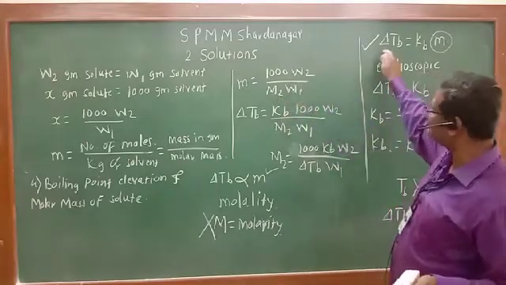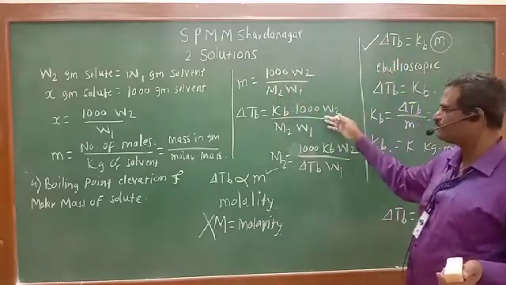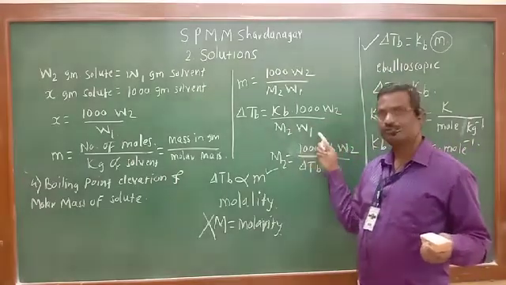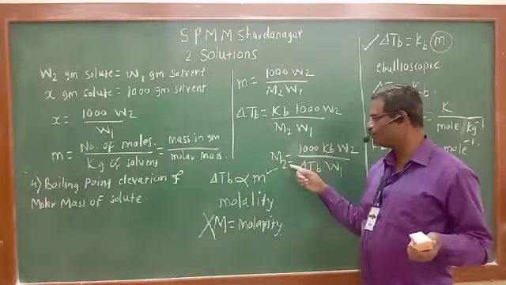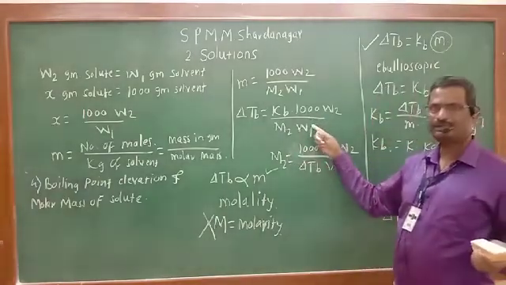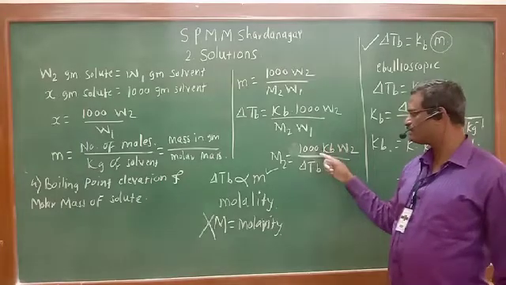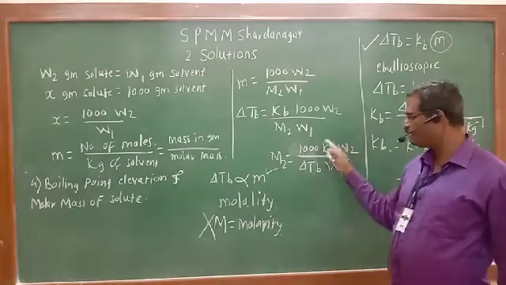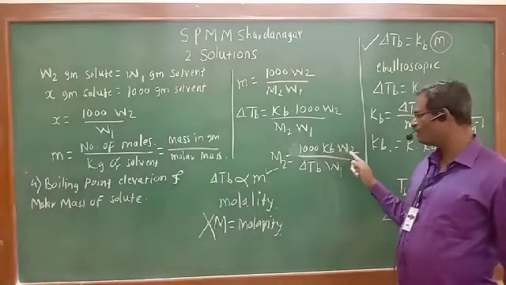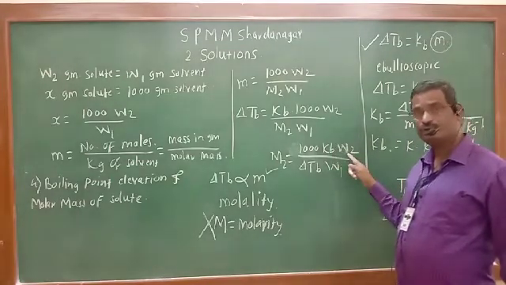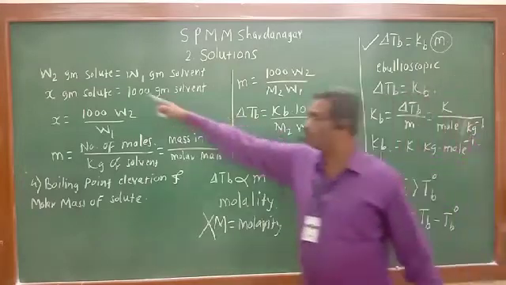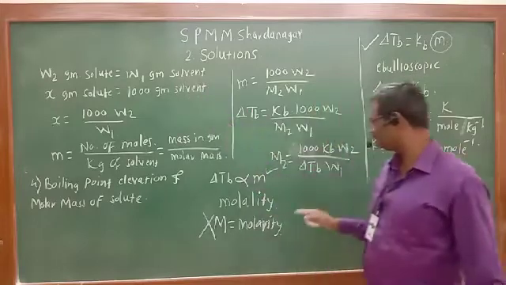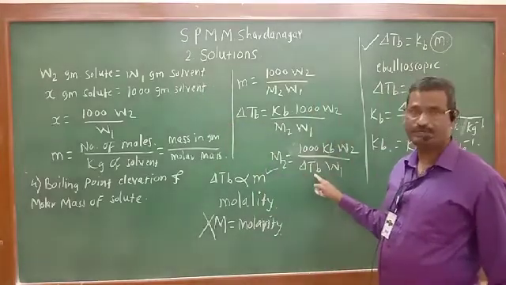Substituting this in the equation, we get delta Tb is equal to Kb 1000 W2 divided by M2 W1. And finally, by rearrangement of this equation, M2 is equal to 1000 Kb W2 divided by delta Tb W1. Kb is the molar elevation constant, W2 is the weight of solute, W1 is the weight of solvent, and delta Tb is the elevation of boiling point.